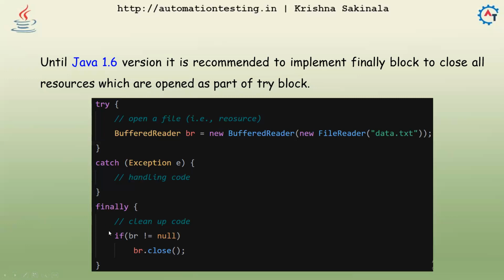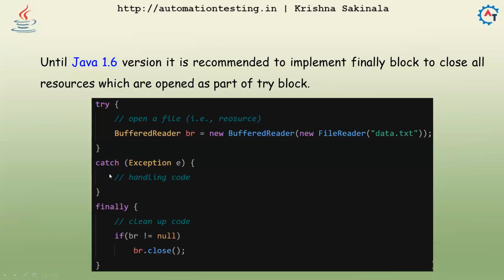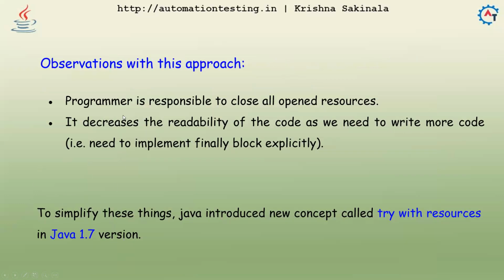So we need to implement the finally block explicitly. We need to write this block to release the resources. But to simplify these things, whatever we have done with try, catch, finally blocks, Java introduced a new concept called try with resources in Java 1.7 version. That is what we are going to discuss, try with resources.